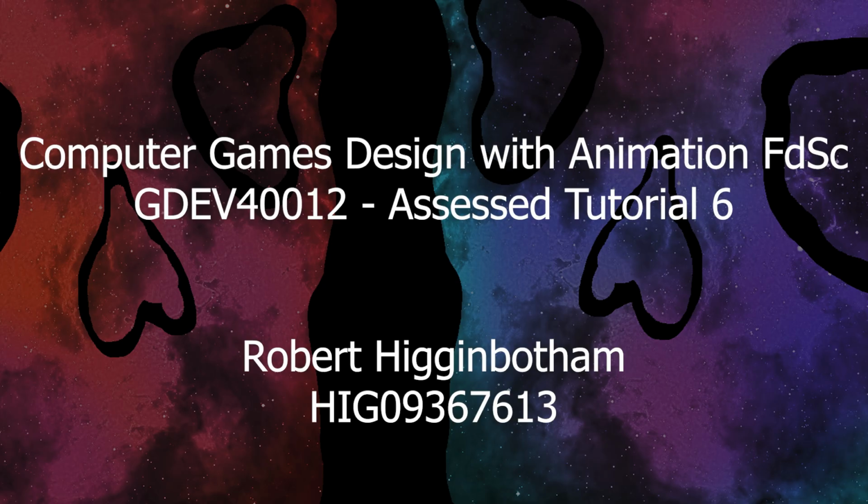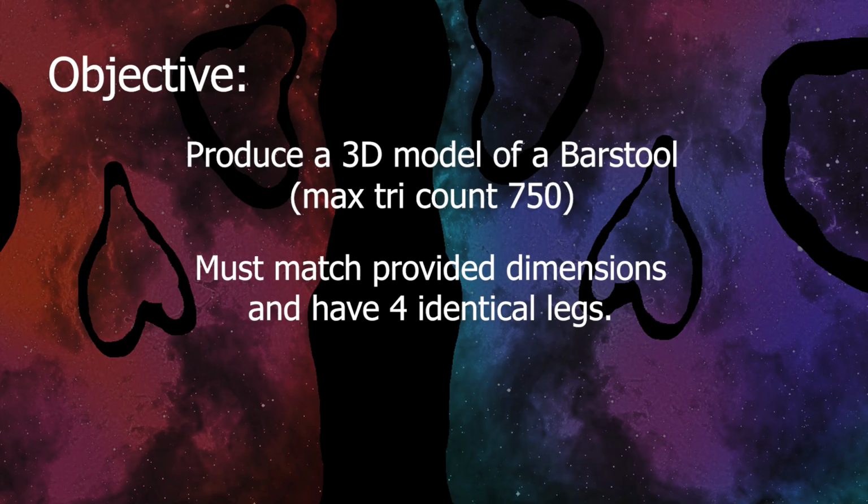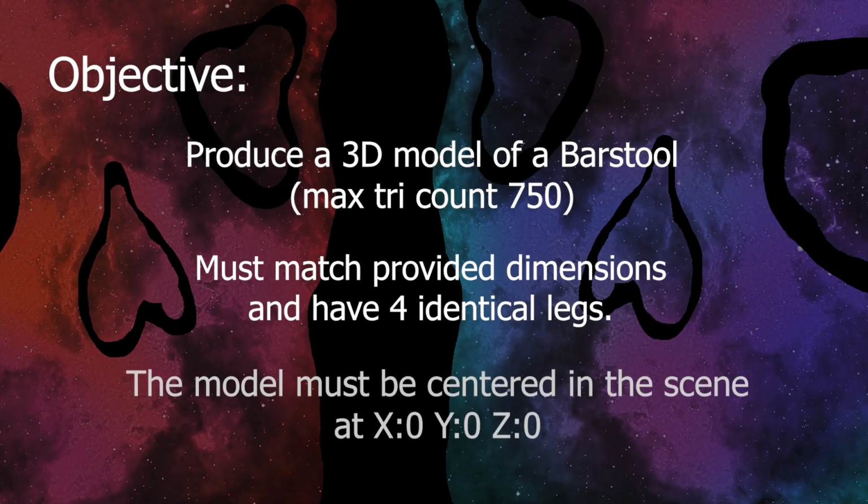Hello, my name is Robert Higginbotham, and in this video I'll be following and expanding on Assess Tutorial 6. The objective of this tutorial is to produce a 3D model for a bar stool in 3ds Max. The model must adhere to the provided dimensions, have 4 identical legs, and be centered in the scene at 0, 0, 0 with a pivot point that sits perfectly centered on the model at the point of its lowest vertex.